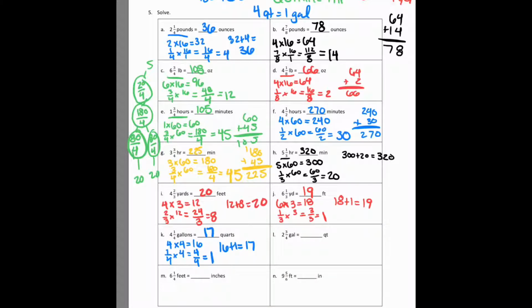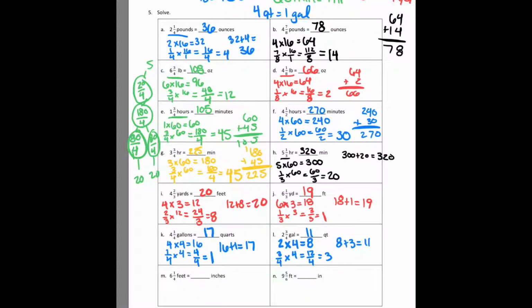Okay, let's look at L. We'll do 2 times 4 because there are 4 quarts in a gallon, which will give us 8 quarts. And then 3/4 times 4, which will give us 12/4, which we know is 3 wholes. And then 8 plus 3 would give you 11. So 11 quarts is in 2 3/4 gallons.